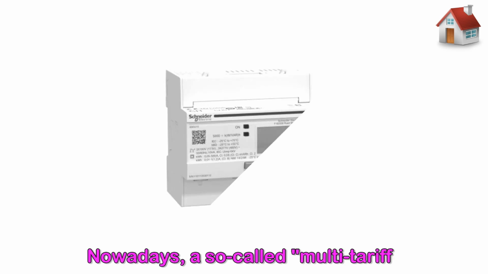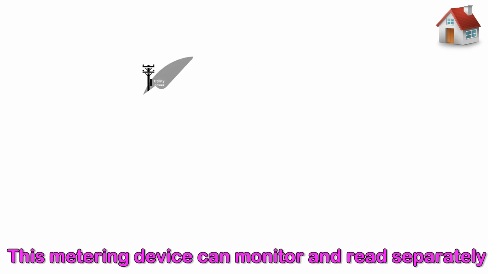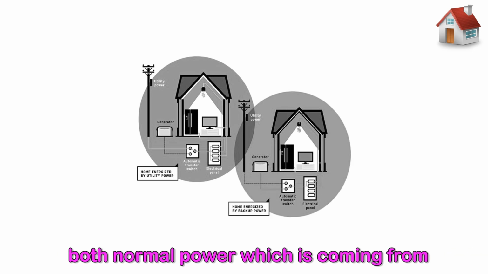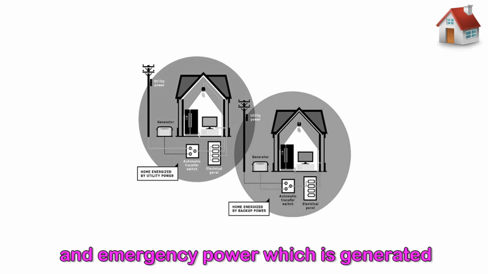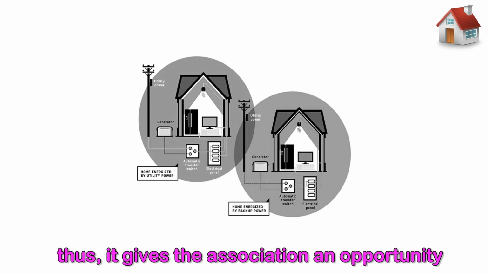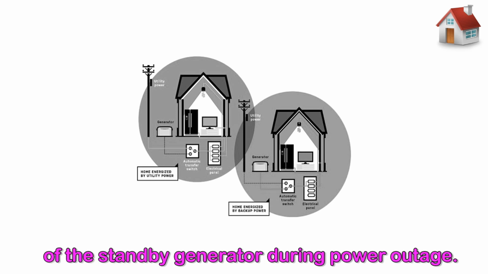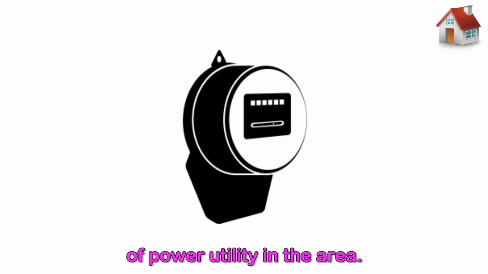Nowadays, a so-called multi-tariff kilowatt-hour metering device already exists. This metering device can monitor and read separately both normal power, which is coming from the local power utility company, and emergency power, which is generated by the association-owned power generator. Thus, it gives the association an opportunity to bill the homeowners separately with the generated power of the standby generator during power outage. The rate will be similar, or at least near to the rate of the power utility in the area.